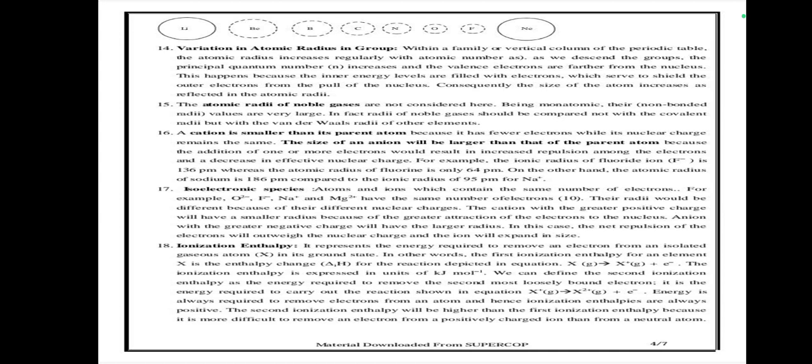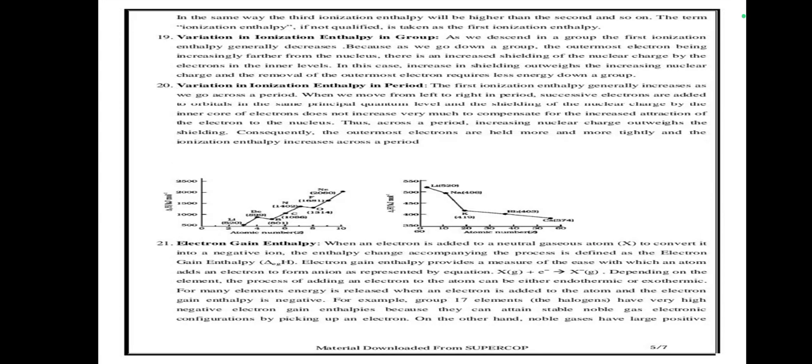The second ionization enthalpy will be higher than the first ionization enthalpy because it is more difficult to remove the electron from the positively charged ion than from the neutral atom. In the same way, the third ionization enthalpy will be higher than the second ionization enthalpy, and so on. The term ionization enthalpy, if not qualified, is taken as the first ionization enthalpy.